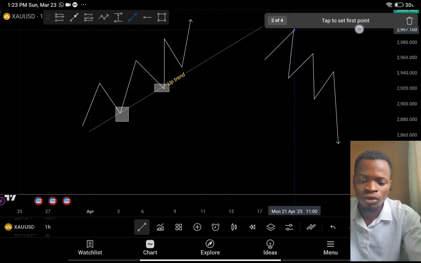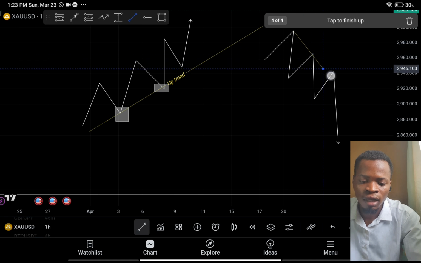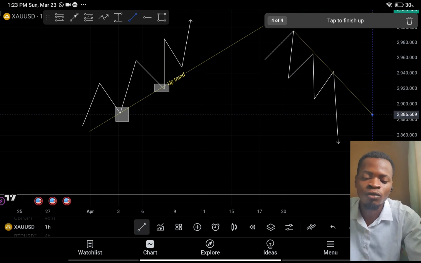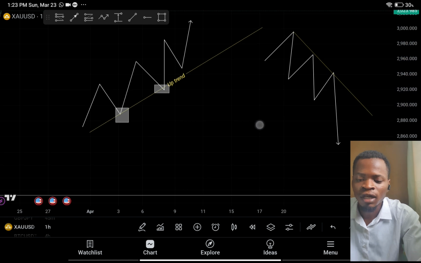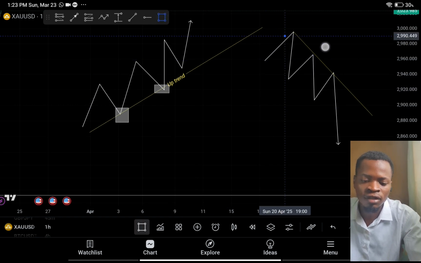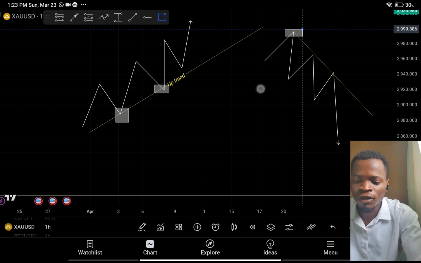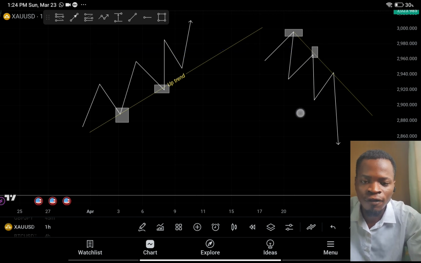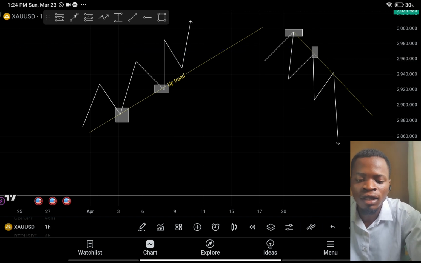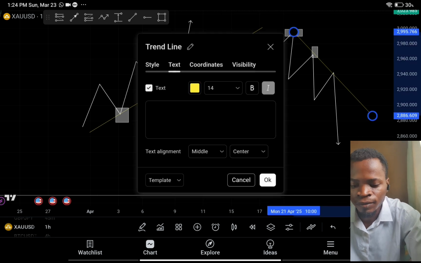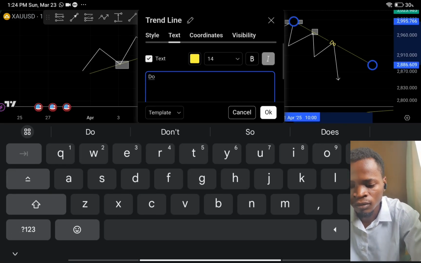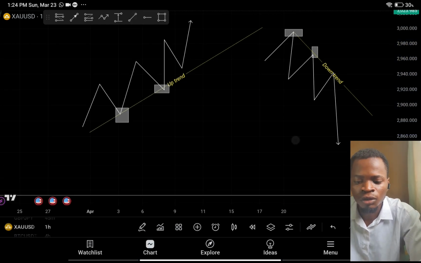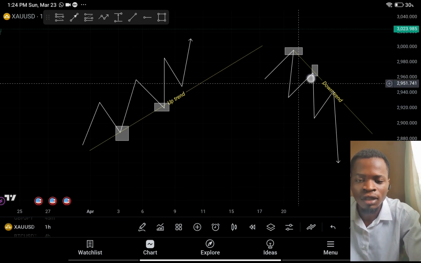You see, once you draw your line and it is touching at least a minimum of two touches, your trend line is valid. This is very easy, guys, very easy. This is your first touch and this is your second touch. Once you have your first touch and your second touch, your trend line is valid. So this is a downtrend. This is an uptrend, while this is a downtrend.